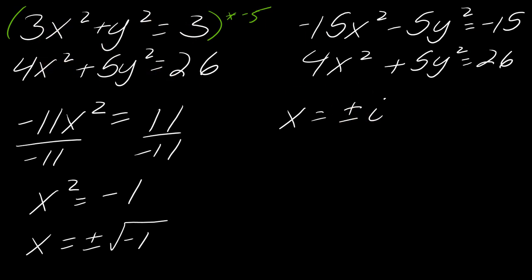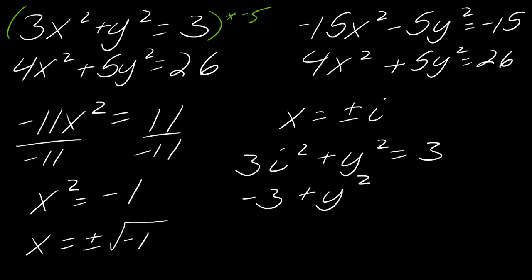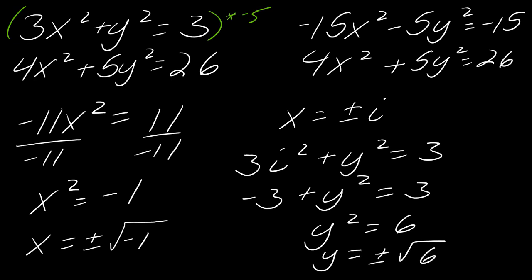So let's take positive i. So I have 3i squared plus y squared equals 3. So what's that going to become? That becomes negative 3 because i squared equals negative 1. So negative 3 plus y squared equals 3. So if I add 3 to both sides, I have y squared will equal 6. So y is going to equal plus or minus the square root of 6.